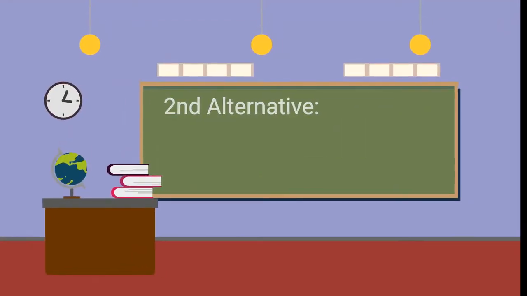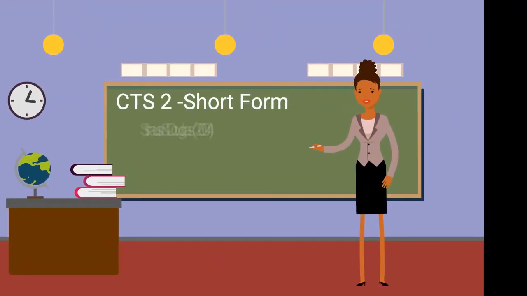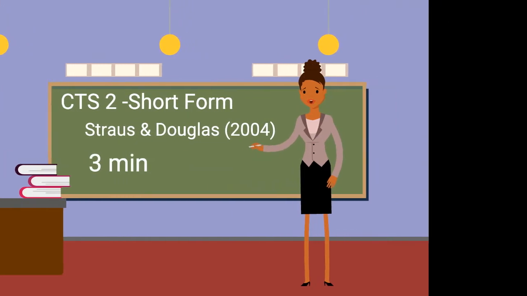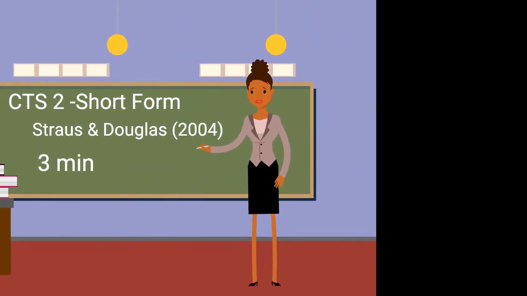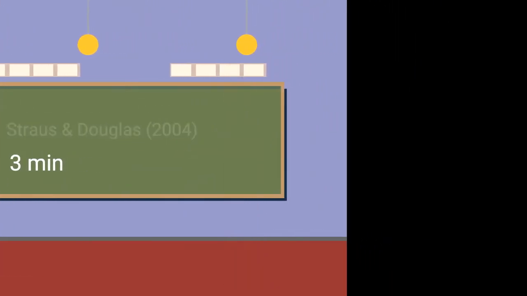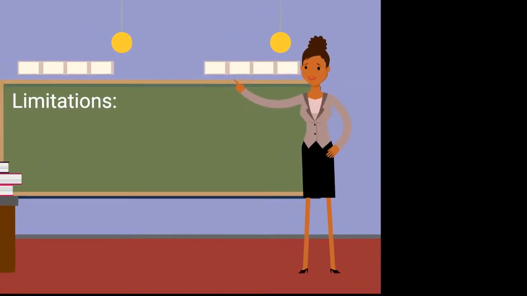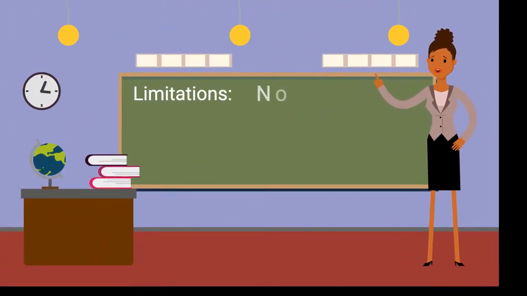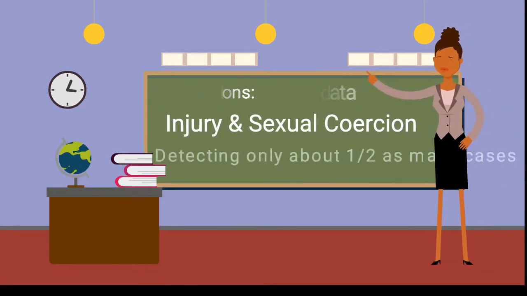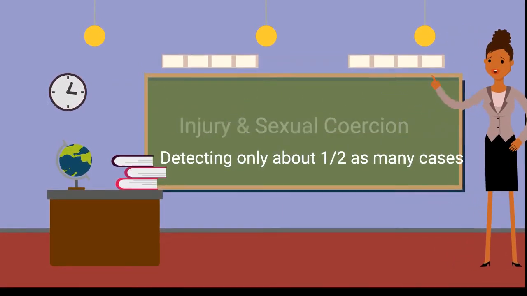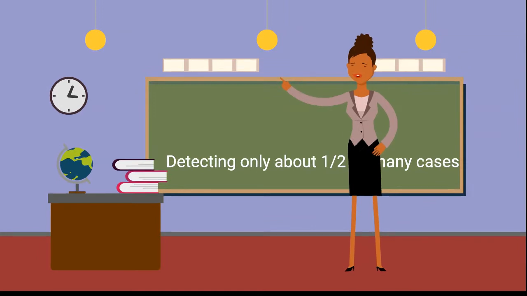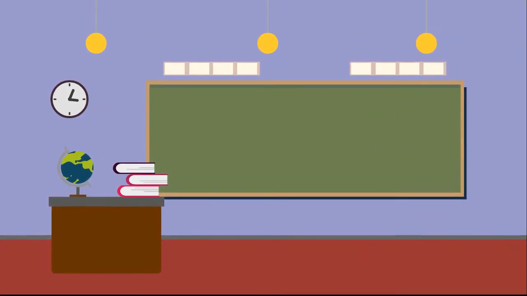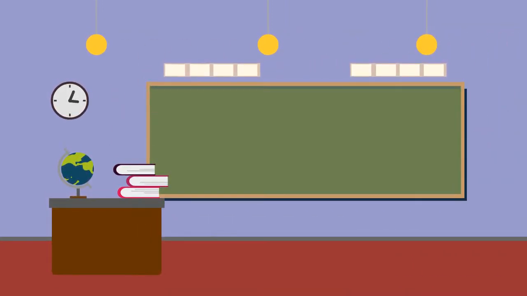A second alternative is to use the conflict tactics scale 2 short form by Strauss and Douglas, for which testing time is approximately 3 minutes. Both of these alternatives have important limitations. The first alternative means no data on injury and sexual coercion. The second alternative obtains information on all 5 scales, but at the cost of detecting only about half as many cases as when the full-length scales are used.